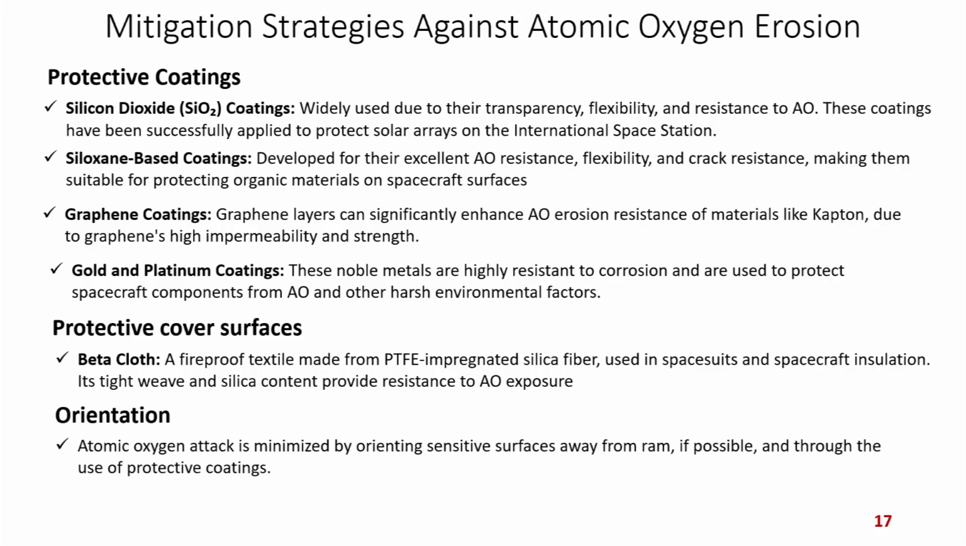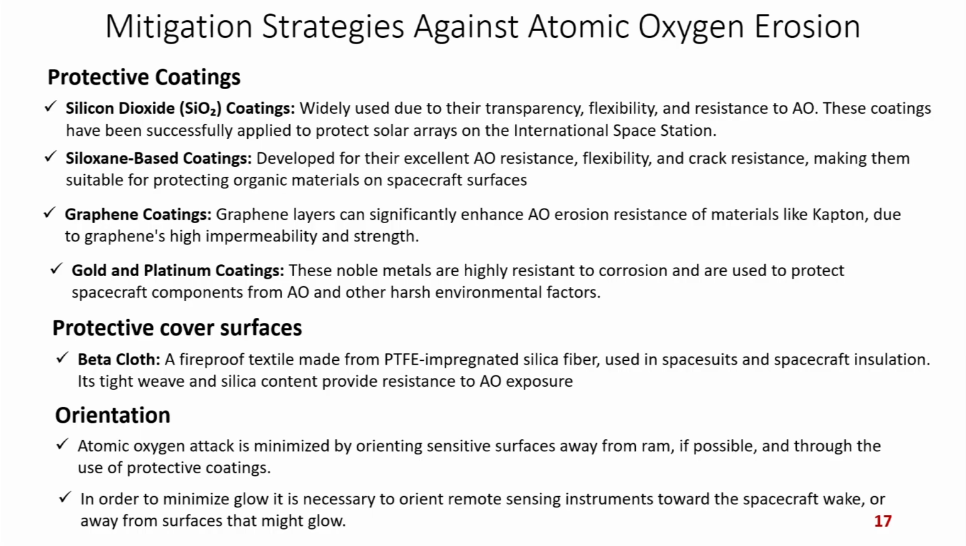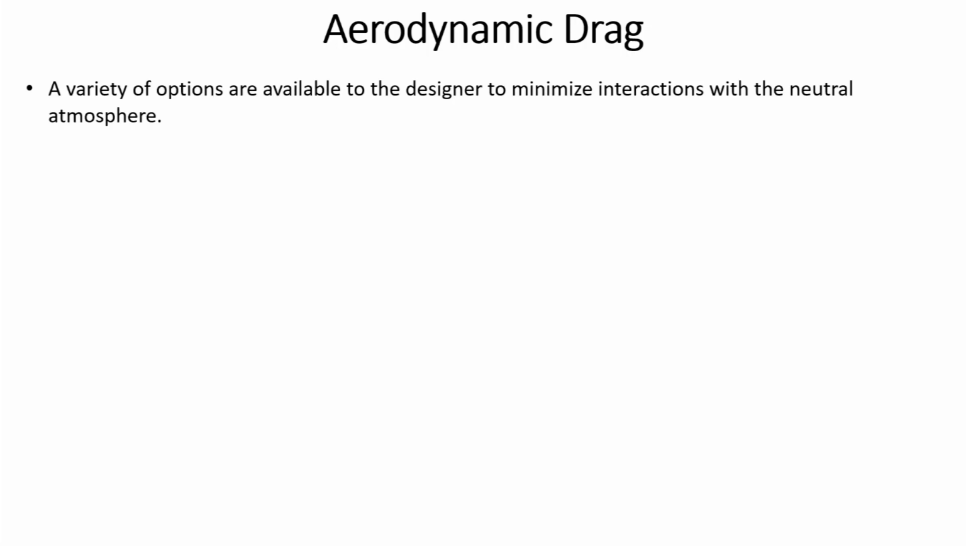Orientation: atomic oxygen attack can also be minimized by orienting sensitive surfaces away from the RAM, because the RAM side of the spacecraft will have the maximum atomic oxygen. So, sensitive sensors should not be put at the RAM side. And in order to minimize the glow, it is necessary to orient the remote sensing instruments like the optical sensor towards the spacecraft wake, that is opposite to the RAM side, or away from the surfaces that might glow.